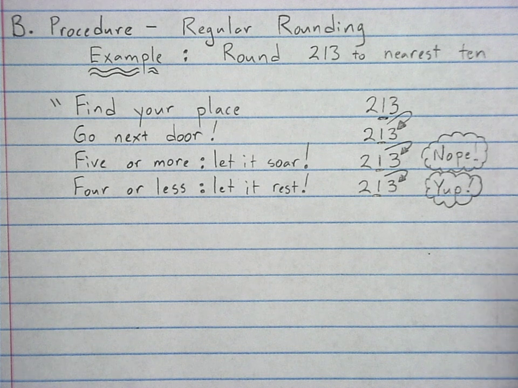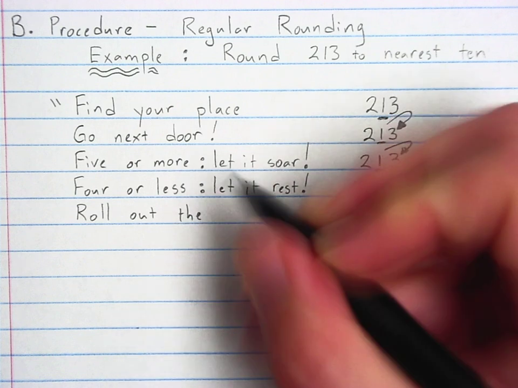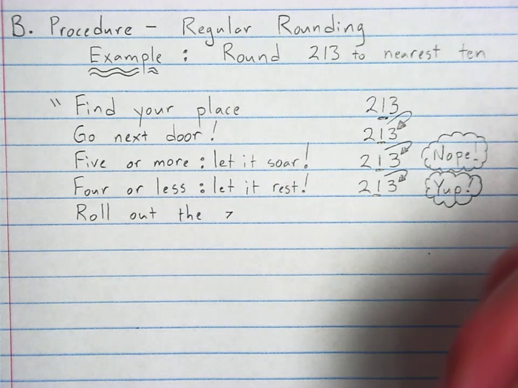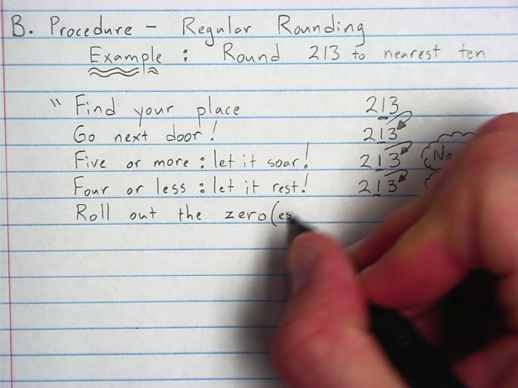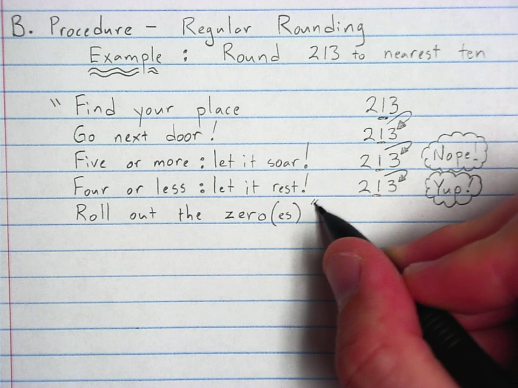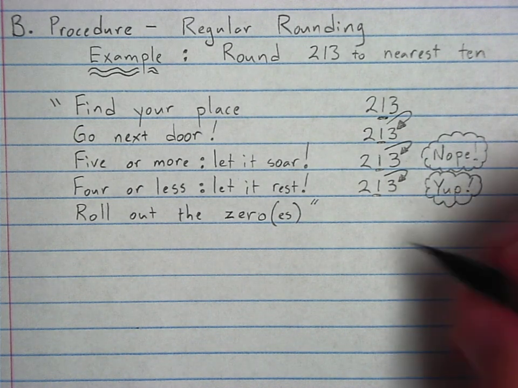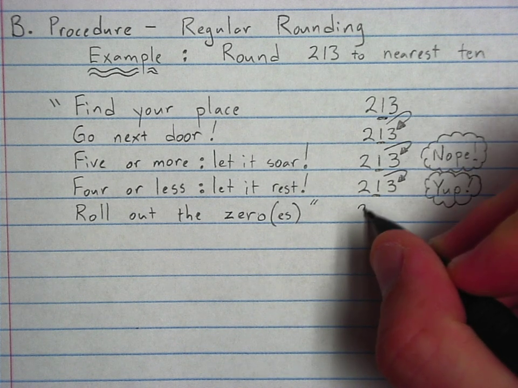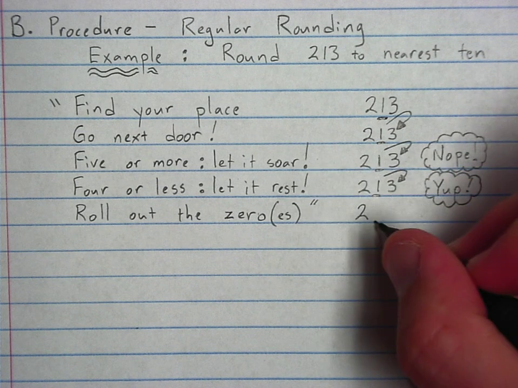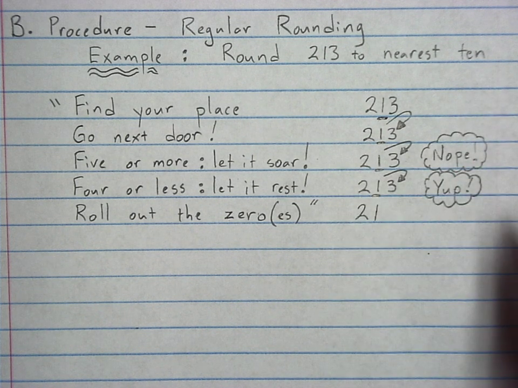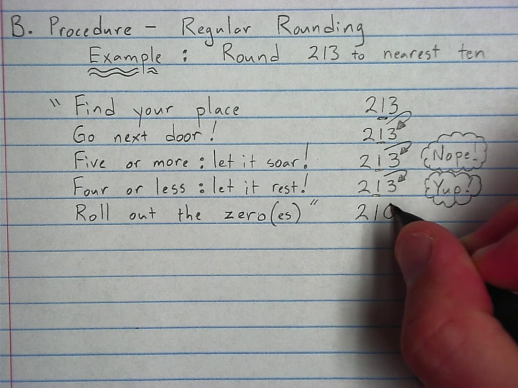This part doesn't rhyme, but I kind of like it. Roll out the 0, or zeros. Sometimes you have more than one. And yeah, it kind of falls apart at that point. It's not really a rhyme, but we'll make do. So everything on the left stays the same. The number we were working on, well, it either soars or rests. In this case, it is going to rest. And then everything on the right-hand side turns into a 0.